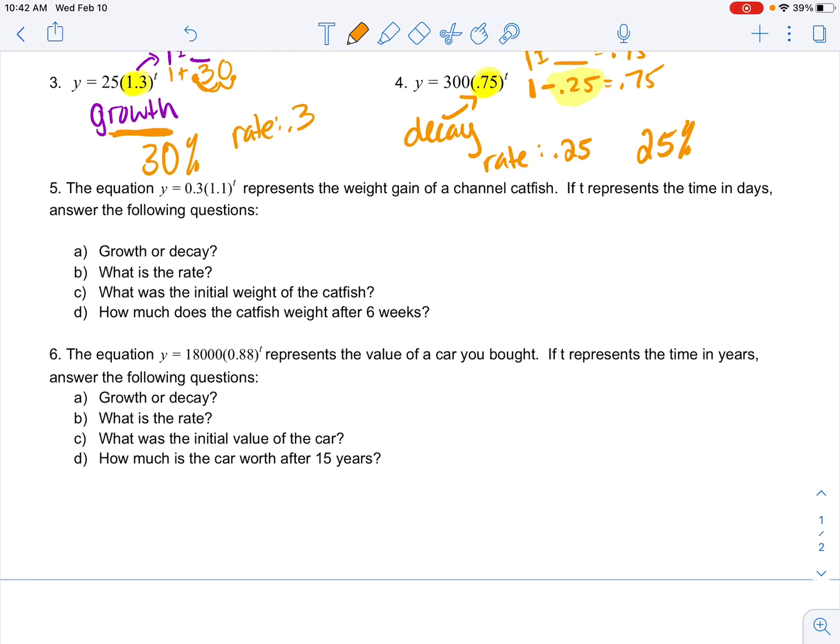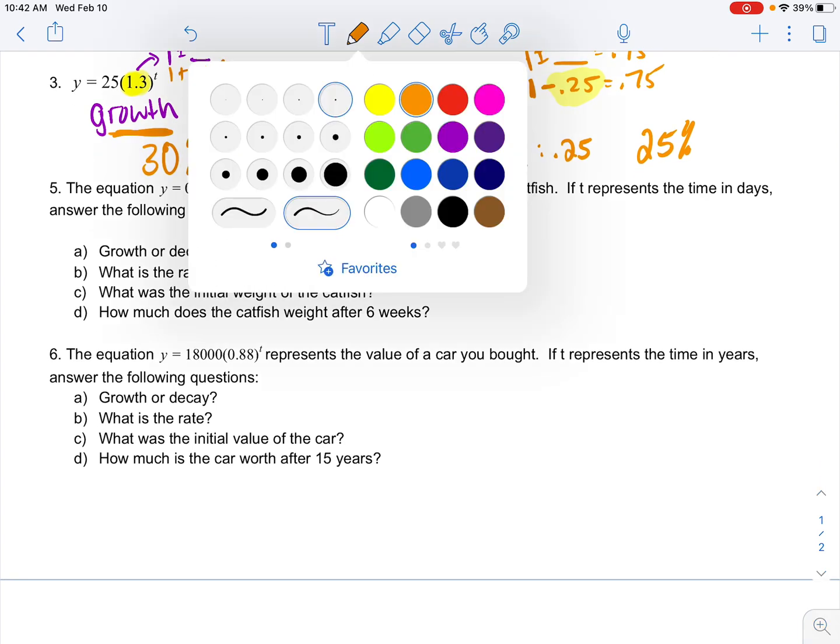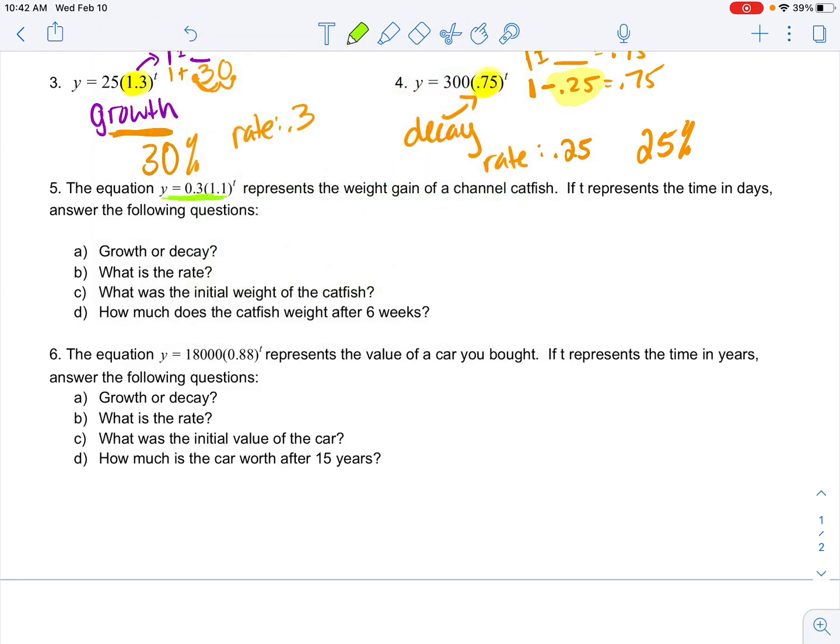All right, so the equation, oh, I have an equation. First thing I'm going to do is underline it because I know I'm going to use it. It represents the weight gain of a channel catfish. If T represents the time in days, that's important, I'm going to circle it. Answer the following questions. So is this problem growth or decay?